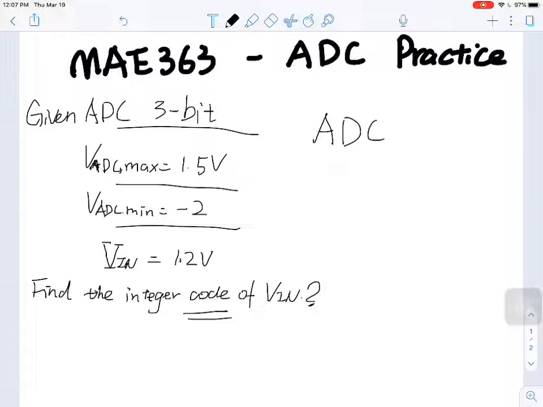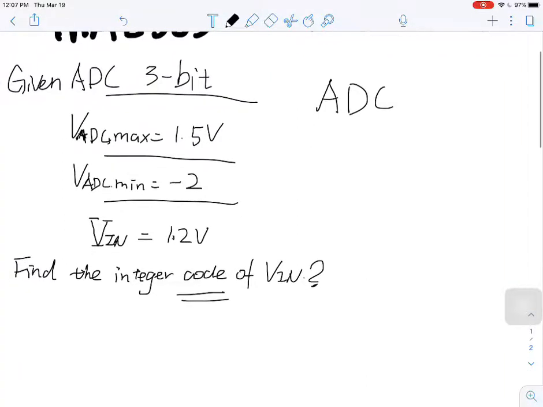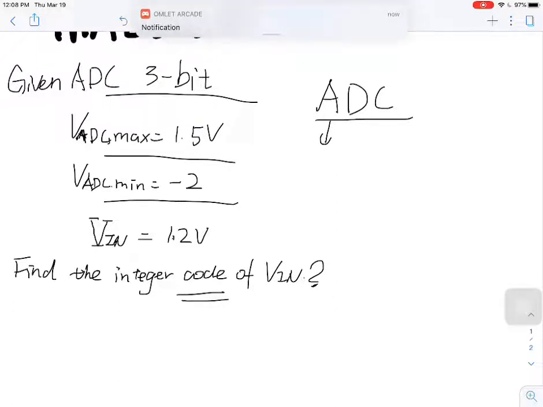Alright, then I want you to think about this practice. How can we convert this 1.2 volt into a binary code? Because what ADC does is it converts any analog voltage.